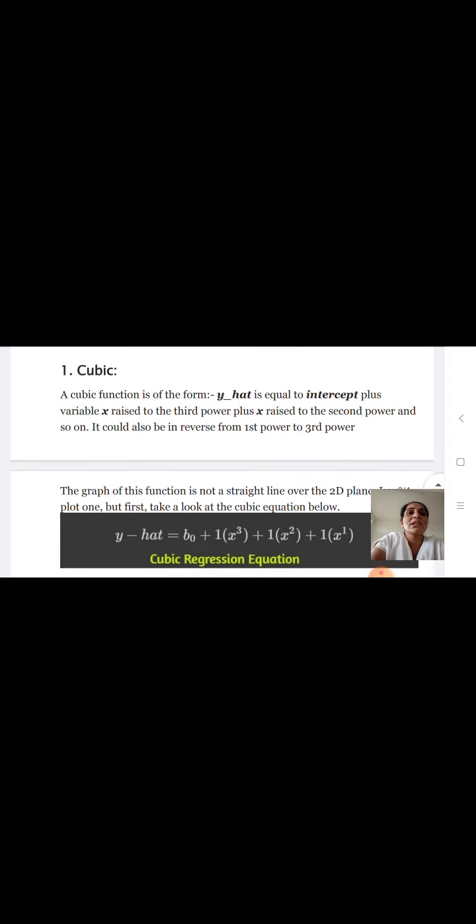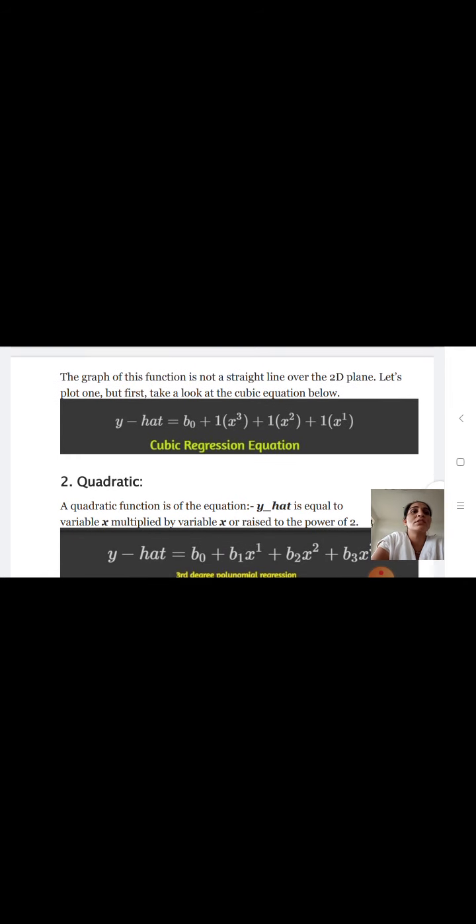First one is the cubic. A cubic function is of the form y hat is equal to intercept plus variable x raised to the third power plus x raised to the second power and so on. It could also be in reverse, from first power to third power. The graph of this function is not a straight line over the plane. But first take a look at the cubic equation below. y hat is equal to b0 plus 1 into x raised to 3 plus 1 into x raised to 2 plus 1 into x raised to 1, the cubic regression equation.